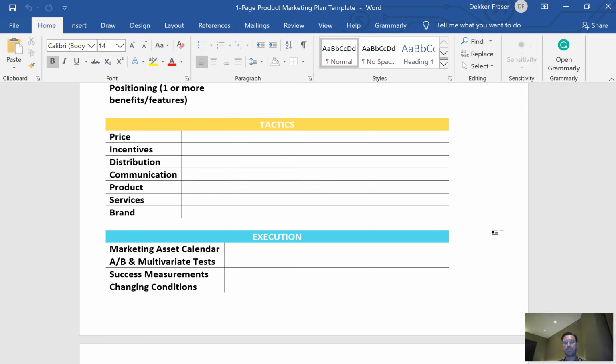And lastly, during the execution, what you're going to notice is that conditions change. Competitors release new products, new features. You're going to be surprised by different things that happen either internally, externally, with your customers. You got to take note of this, and you need to respond quickly to it.